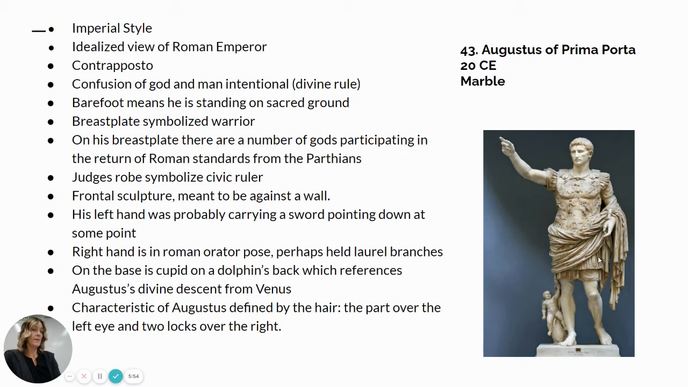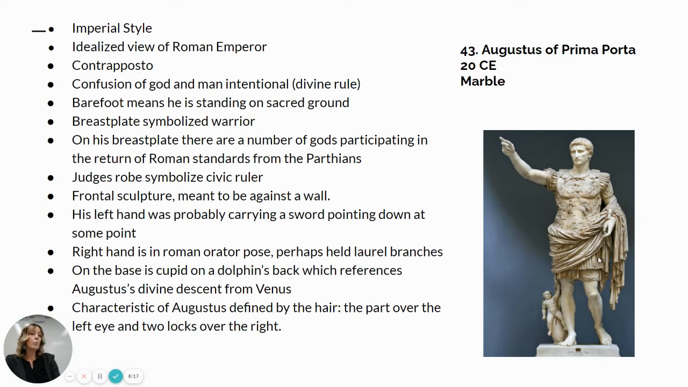Notice we've made that leap, and we are again looking at marble. And we have an imperial style specifically. So remember, we're using imperial style as a generic term, but specifically this would be early imperial style. And what we have here is an idealized view of a Roman emperor.